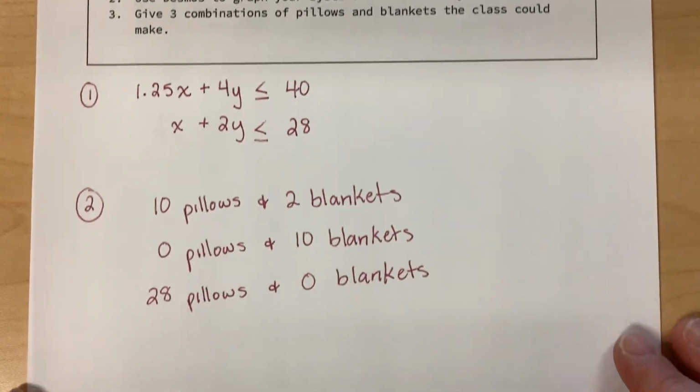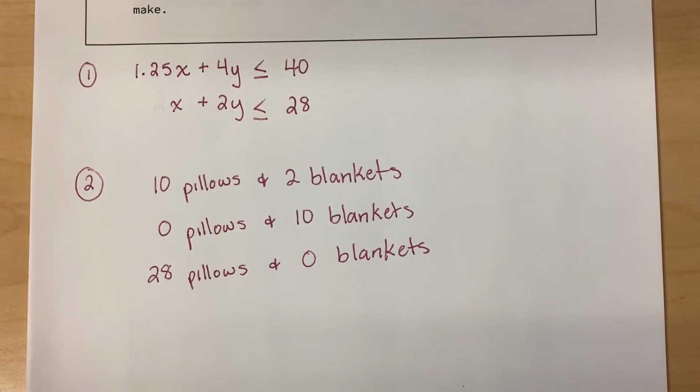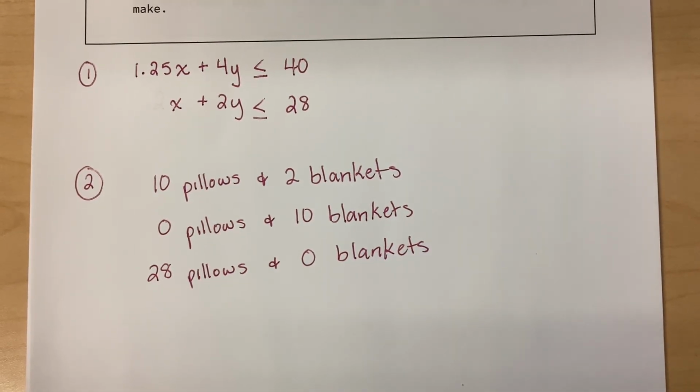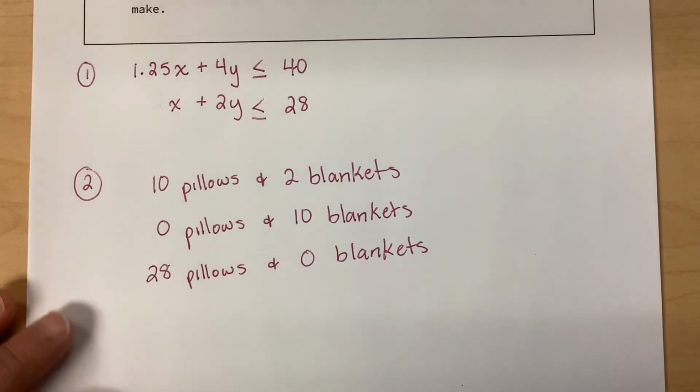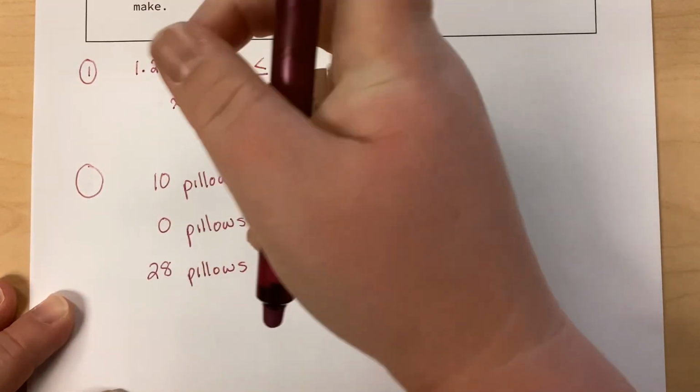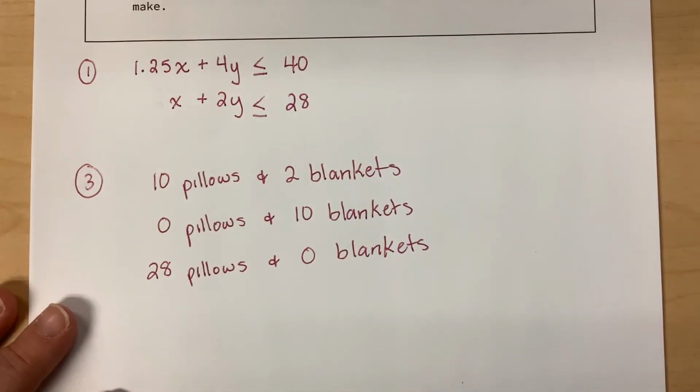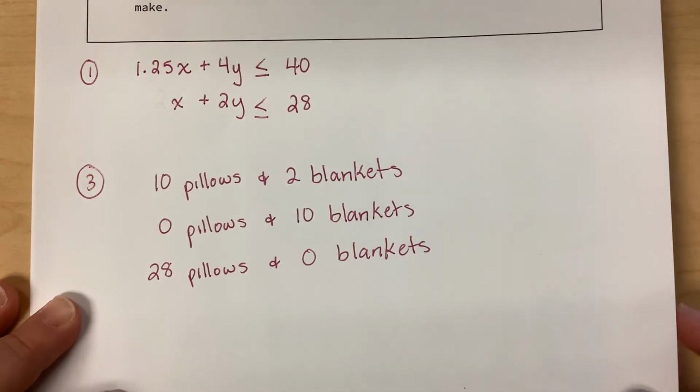All right, so here's what I wrote. 10 pillows and 2 blankets, 0 pillows and 10 blankets, 28 pillows and 0 blankets. All of those are a solution here. This is actually problem 3. Problem 2 was putting the system into DESMOS. All right, let's try a similar problem.